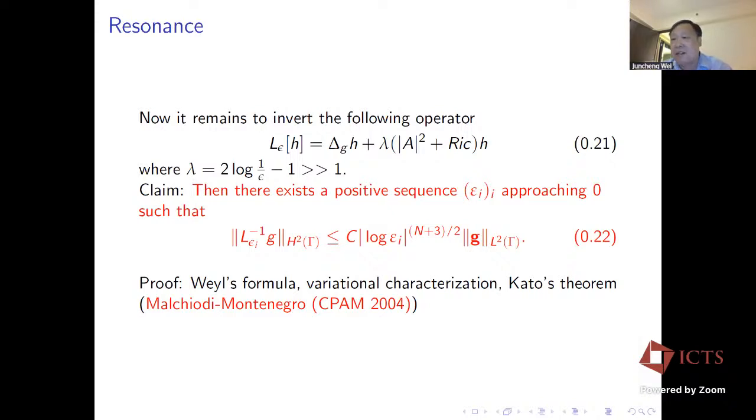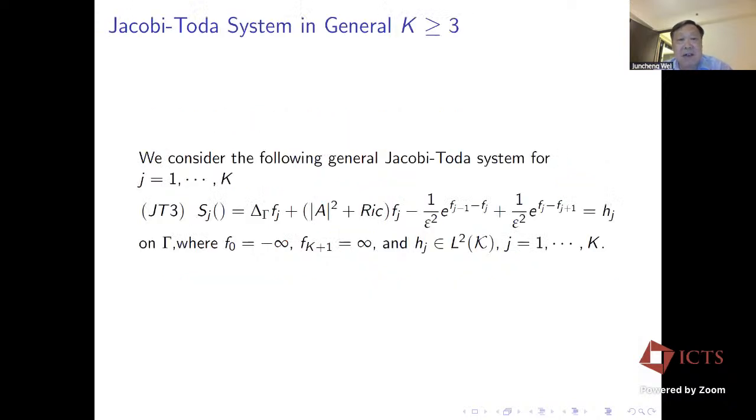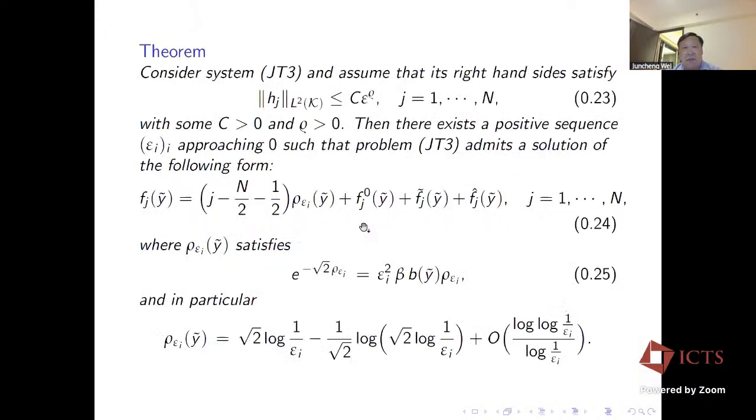So we discussed the gluing for the stable case. For the unstable case, we have to use lots of resonance conditions and Weyl's formula and so on, so I will not discuss that. Let us consider the general Jacobi-Toda system; using the resonance condition, we can solve the problem.